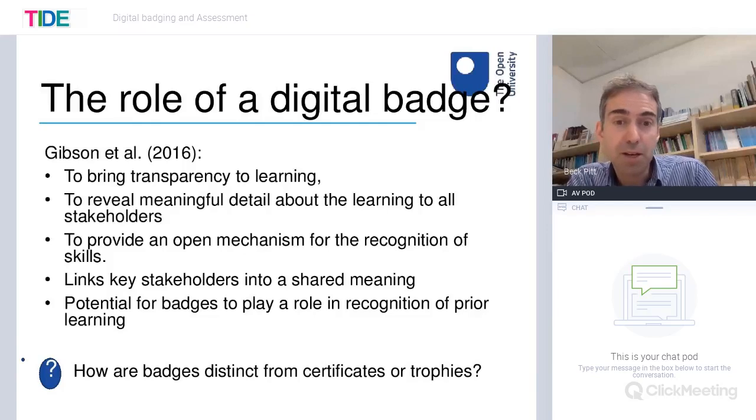It provides an open mechanism for recognition of skills. Badges can help link stakeholders to the shared meaning, so linking teachers with learners, and also linking employers with learners, so linking together in the shared meaning. And there's also a potential for badges to play a role in the recognition of prior learning, or types of learning that maybe will be harder to assess.